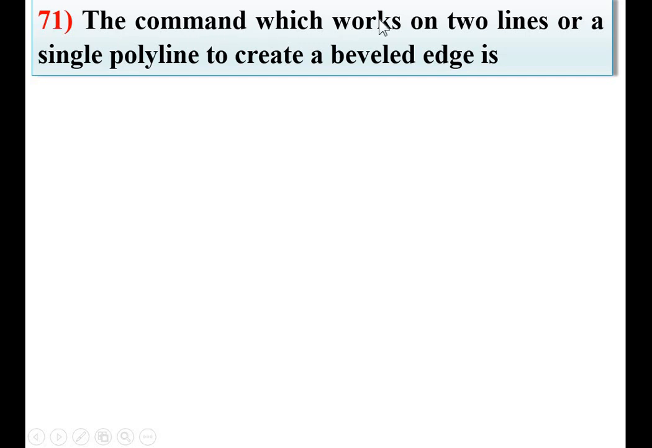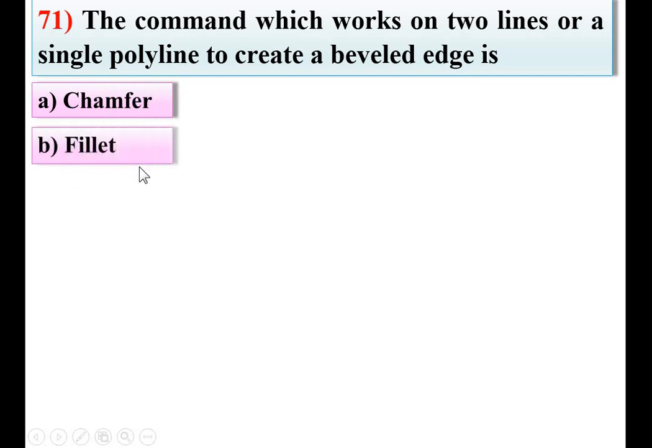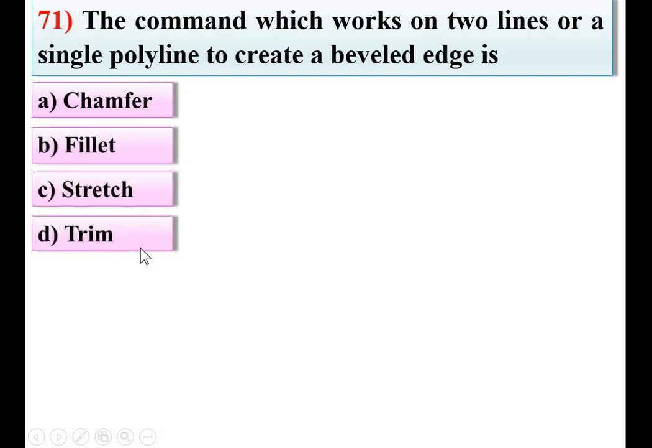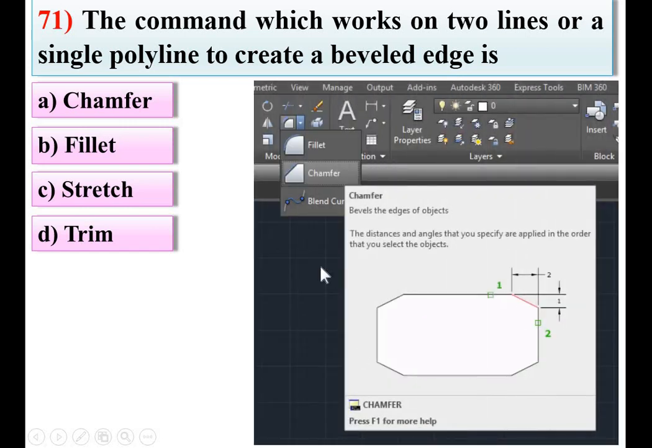The command which works on two lines or a single polyline to create a bevel edge is: option chamfer, fillet, stretch, trim. So first I am going to show you one image. Here you can see the command chamfer, and the symbol itself indicates it creates the bevel edge, so that you will get a bevel edge like that. So here the right answer is A.